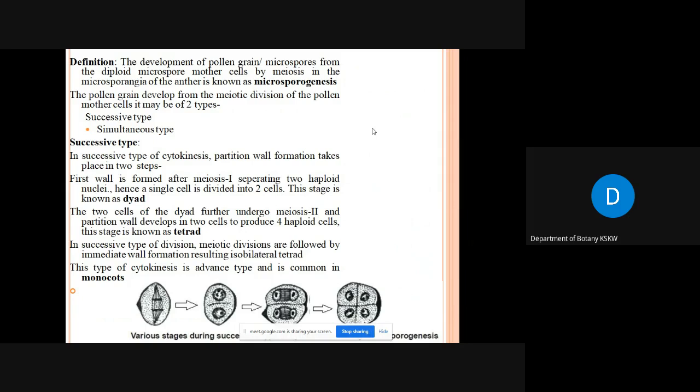So in the successive type of cytokinesis, the partition wall formation takes place in two steps. Now this is one pollen mother cell. When it divides, in the beginning it will form two cells. A wall layer will be there. So what we get is a dyad, and this dyad again will divide, and a wall layer is formed at right angle to the first one, and then we get the 4 pollen grains.